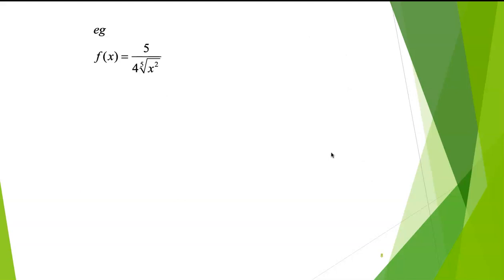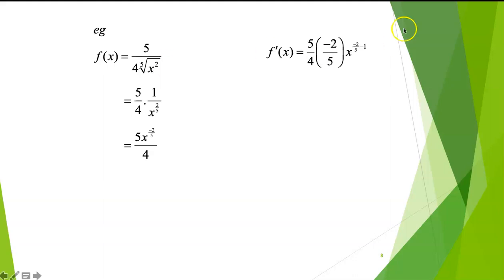Next, again, our function is not ready yet to be differentiated. So we move the term first, change the term into an index format, so it will be 2 over 5. Now we move it to the numerator, it becomes x to the power of negative 2 over 5. Now the function is ready to be differentiated.